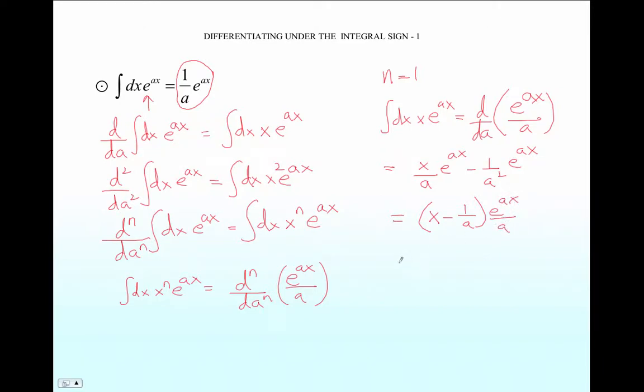Now let's say that you wanted to put a equal to 1. You can do that now, having done all the derivatives, and you would get the integral of x e to the x is x minus 1 times e to the x. Now that's exactly the formula that you got earlier using integration by parts.